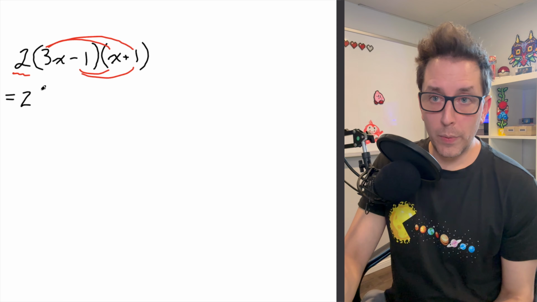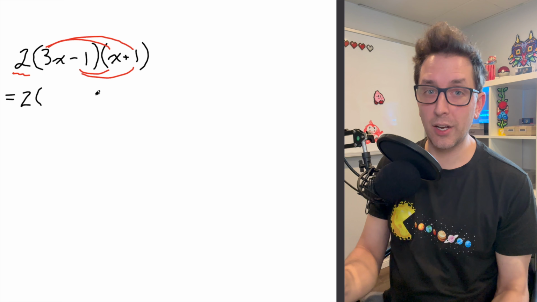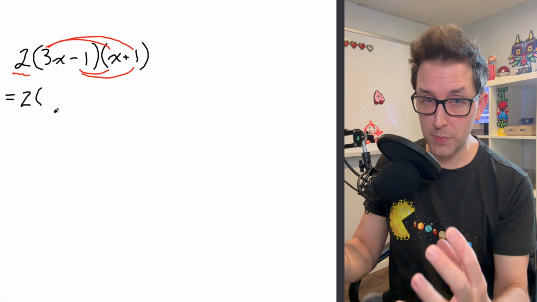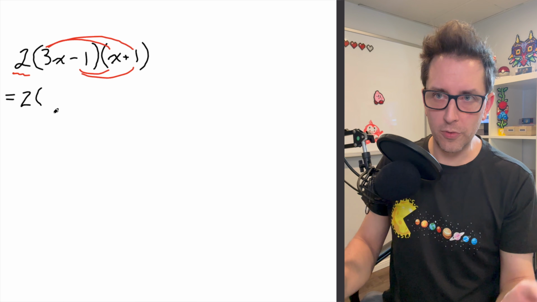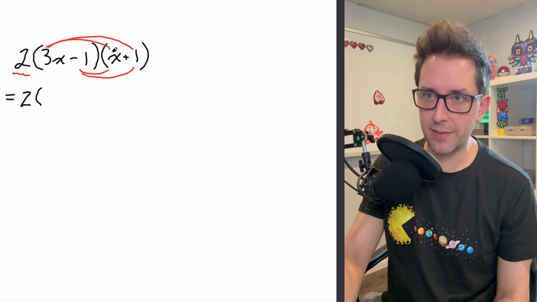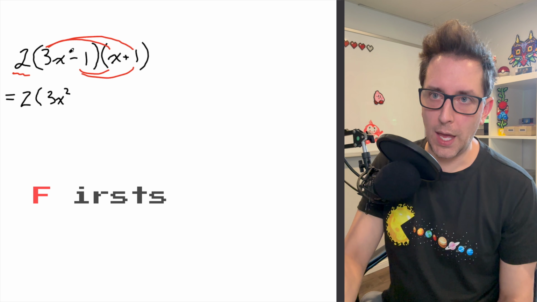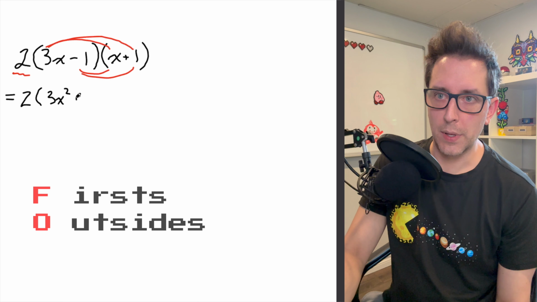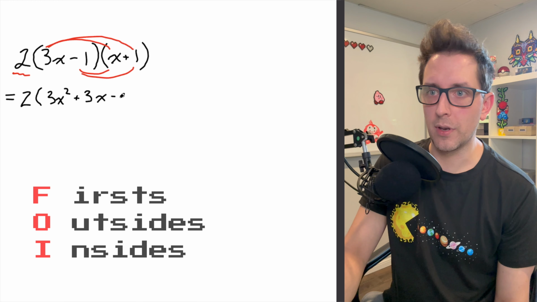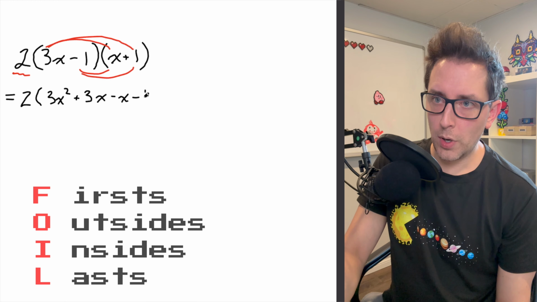Don't bother it. But what we do need to do is open a set of brackets, because the whole FOIL process that we're going to apply here is going to take place inside that set of brackets, and that 2 is going to multiply by each of the terms that we produce. Okay, so just ignore the 2 for now, and let's just tackle the FOIL process one step at a time. Okay, 3x times x, we know that's going to be 3x squared, and we've got 3x times 1, that's just going to be 3x. And we've got negative 1 times x, also known as negative 1x, or just negative x. Negative 1 times 1 is going to be negative 1.